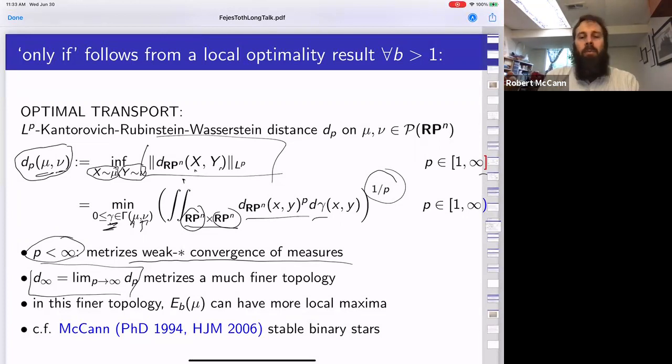And why do you need such a strong topology? Well, if the angular momentum is large, you expect to find stars in the form of binary systems where the two stars orbit each other. And I guess I didn't tell you why you can't have a global energy minimum. Maybe I should say that.